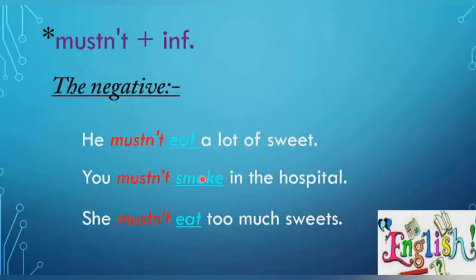You mustn't smoke in the hospital. When I say to you, you mustn't smoke, that means it's forbidden. You're not allowed to do that. Also, mustn't here is followed by the infinitive form of the verb. She mustn't eat too many sweets. When I'm saying to you that you mustn't eat too many sweets, that means you're not allowed to do that. Alright?